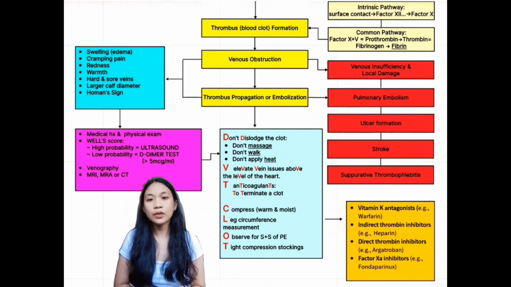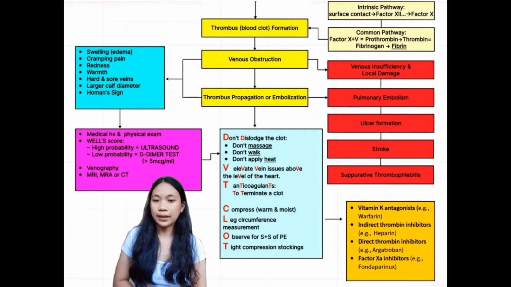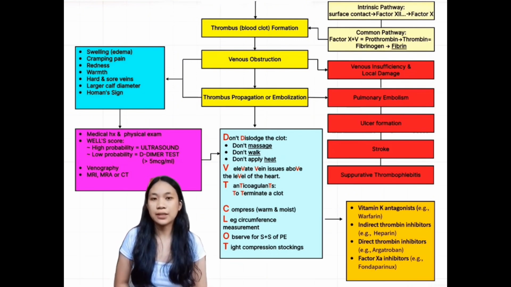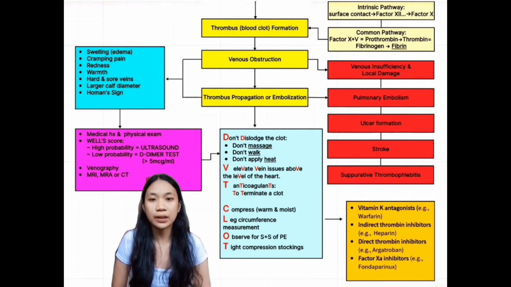Then V stands for elevate the affected leg above the level of the heart to improve circulation and decrease swelling. For T, anticoagulants to terminate a clot. Then C, compress, warm, and moist to alleviate pain and reduce swelling by promoting local blood flow without significant risk of dislodging the clot. And L for leg circumference measurement to help detect swelling or asymmetry, which may indicate the presence of a blood clot. Then O stands for observe for signs and symptoms of pulmonary embolism. Then lastly, T stands for tight compression stockings to improve blood flow and reduce swelling.